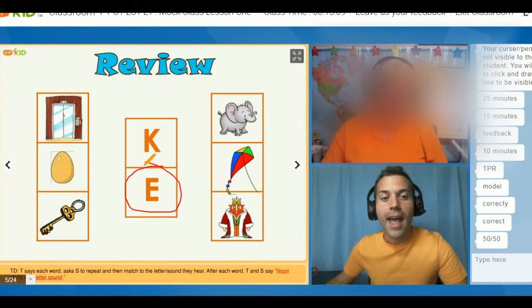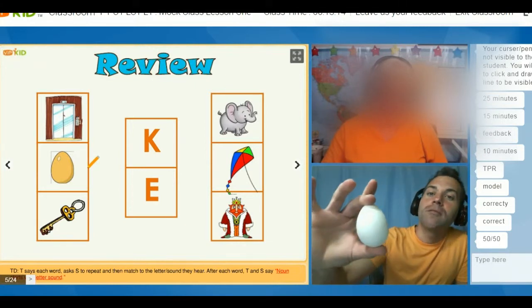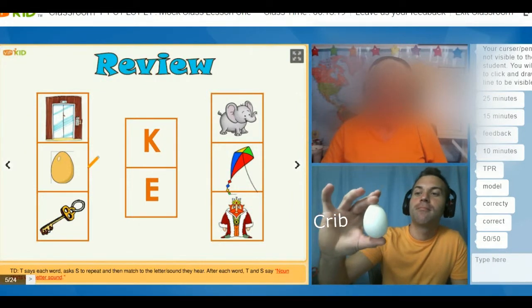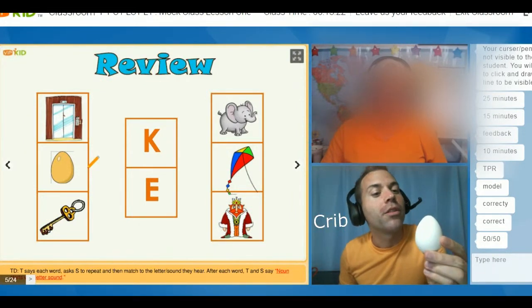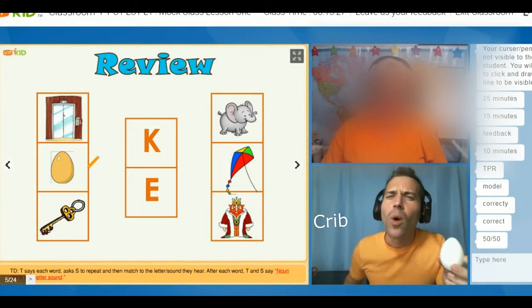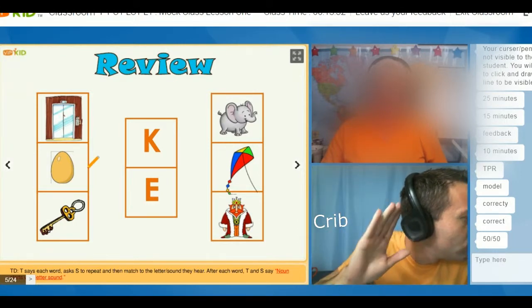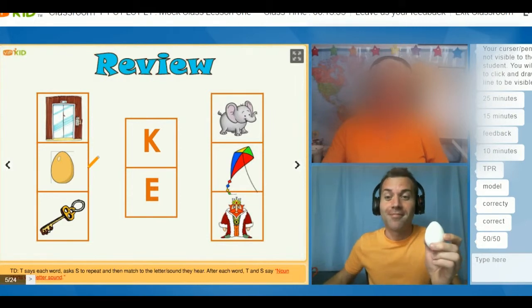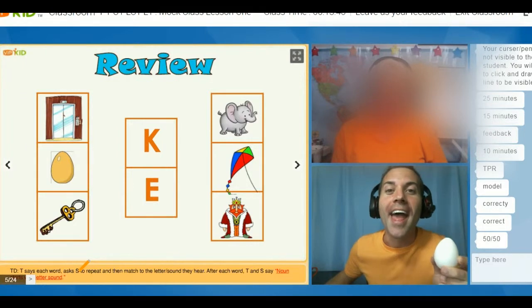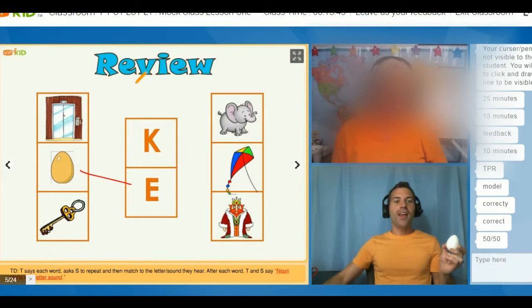Eh, eh. Egg starts with eh. Egg starts with E. Good. What does egg start with? Eggs start with E. Yes. Egg starts with eh. Egg starts with eh.